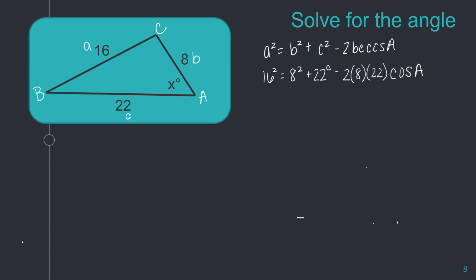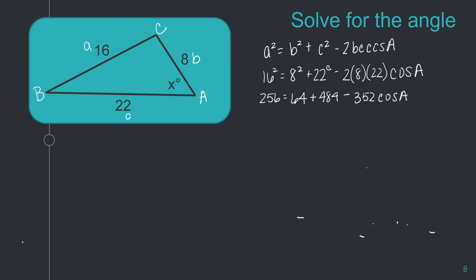Now I don't know A, so I'm going to leave that as cosine of A. This first step is kind of the same as before. I'm going to go through and square and multiply. So 16 squared is 256. 8 squared is 64. 22 squared is 484. I'm going to multiply 2 times 8 times 22, and I get 352 cosine of A.